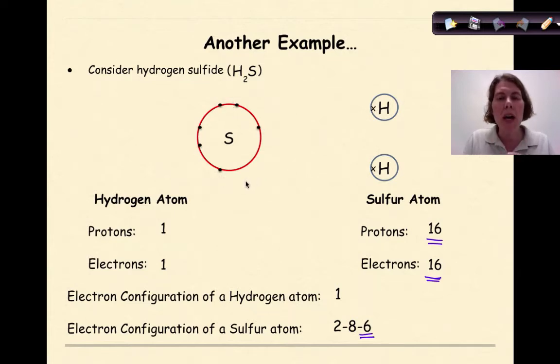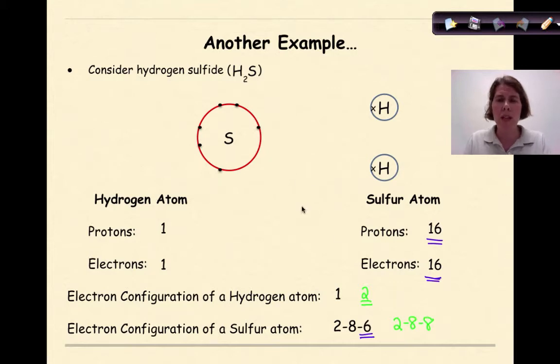Now in covalent bonding, we're trying to get to that full octet. So hydrogen is really trying to get to an electron configuration of 2, and sulfur is really trying to get to an electron configuration of 2, 8, 8 to have the stability of the closest noble gas.